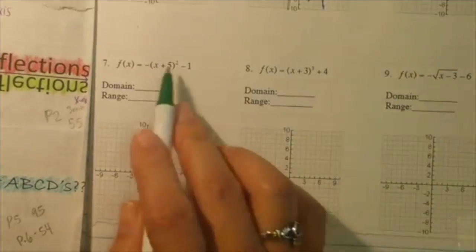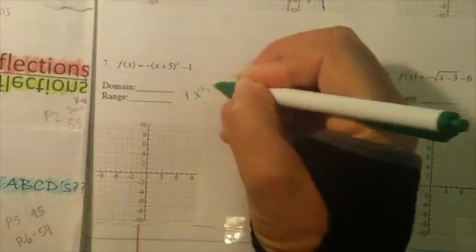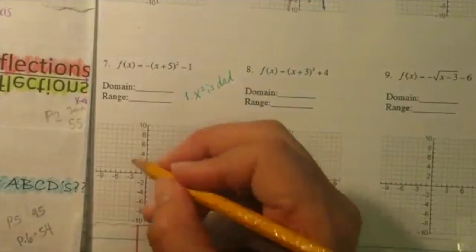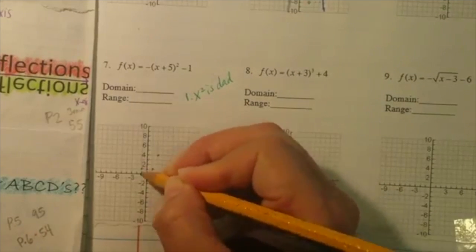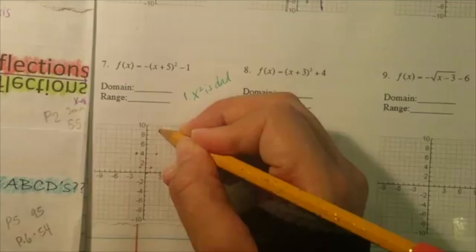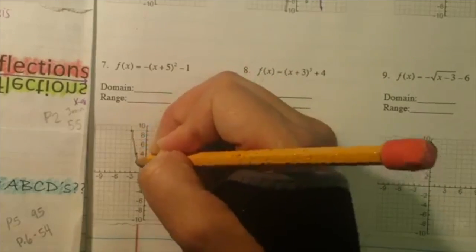Alright, number 5. Who's the daddy? So x squared is the daddy, so you go ahead and draw x squared, and again you could just do 0, 0, 1 squared is 1, 2 squared is 4, 3 squared is 9, and so forth. And there's your daddy again, or you could just copy from the one we just did.